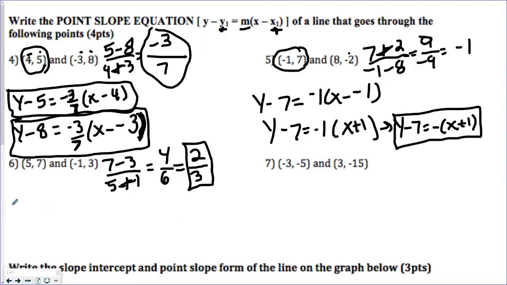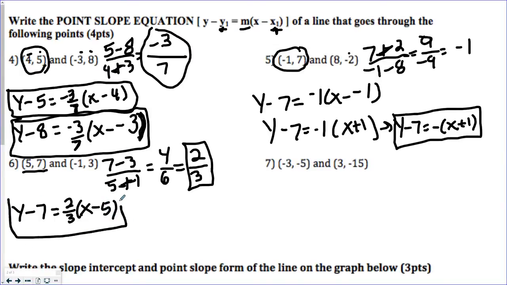So what do we do here? Well, we make our point-slope equation. So I'll pick this as my reference point. So we go y minus 7 is equal to 2/3 times x minus 5. Again, you could use the other reference point, but I'm just going to leave it as this one here, because the other reference point is just as easy to do.